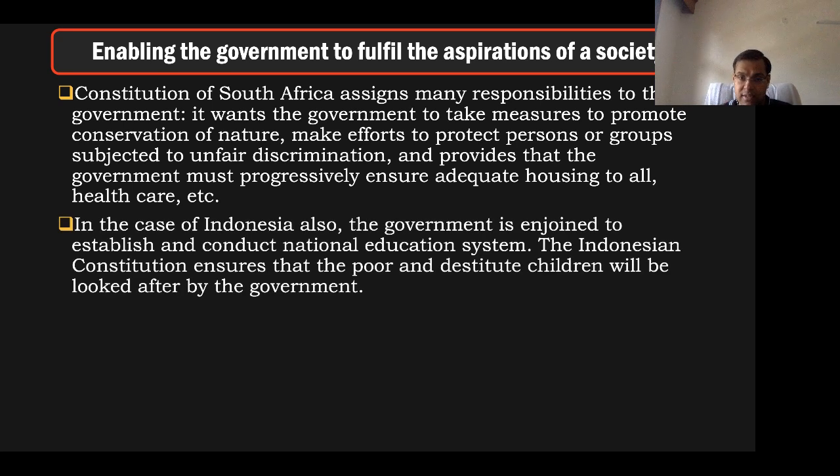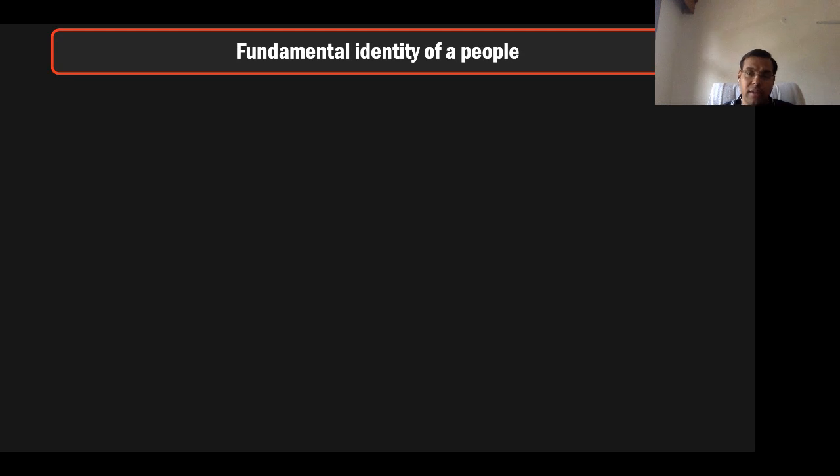In the case of Indonesia, a second example, the government is enjoined to establish and conduct a national education system. It has to be established and conducted by the government. The Indonesian constitution ensures that poor and destitute children will be looked after by the government. Very fair, extremely fair. So looking at these two references, or borrowing from these references, the Indian constitution also added such things.